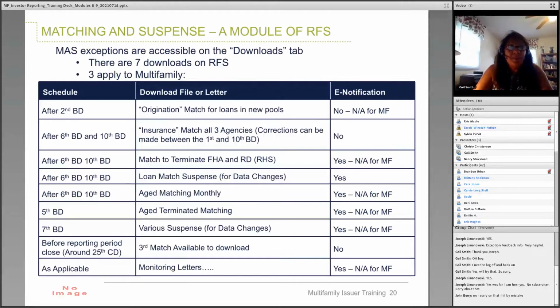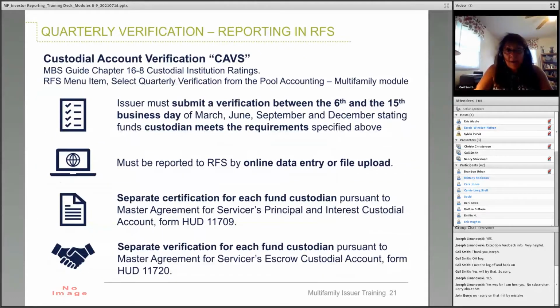So anyway, there's 3 that apply to multifamily, and it's the insurance download, the loan matching and suspended records, and I'm looking at the third. Oh, and the third match that we now run around the 25th calendar day.